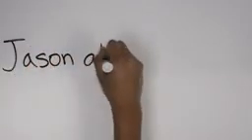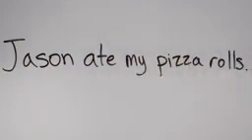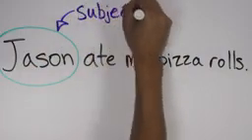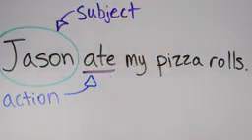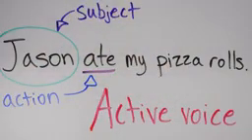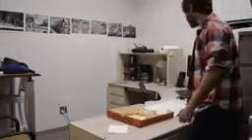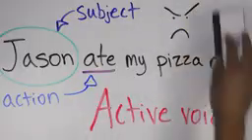There are other situations that benefit from the use of active voice. For example, Jason ate my pizza rolls. If the actor performing the action is important and known, you can use active voice. If you were upset at Jason, you would want to make him the grammatical subject of the sentence. I know I would.